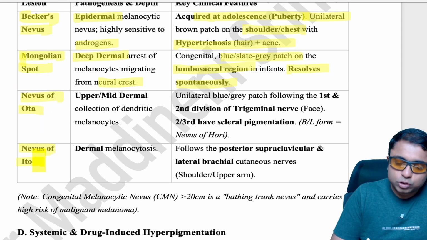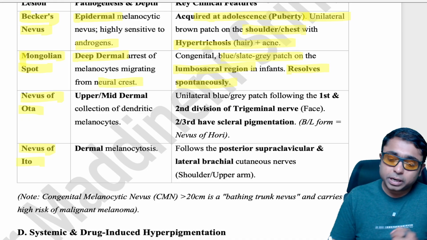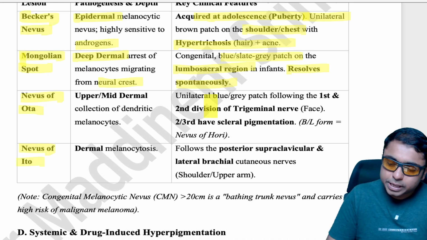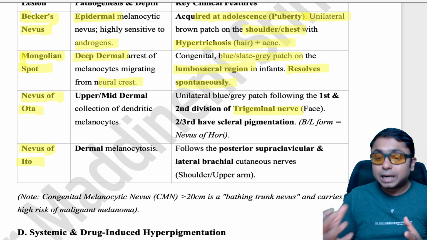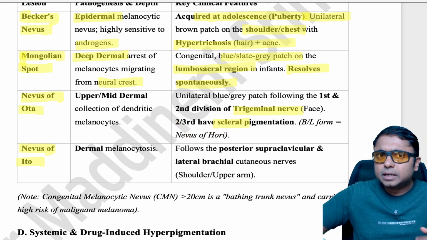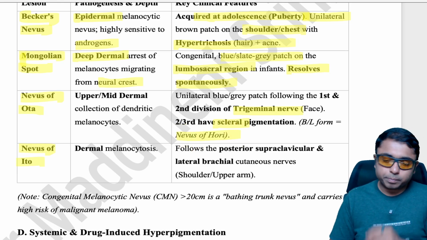Nevus of Ota and nevus of Ito have some problem because they are not going to resolve spontaneously. Nevus of Ota, remember Ota, ophthalmology. Here the involvement is going to be present over the face, and that too in the first and second division of the trigeminal nerve, and the sclera also can be involved. And if the nevus of Ota is present bilaterally over the face, it is called nevus of Hori.